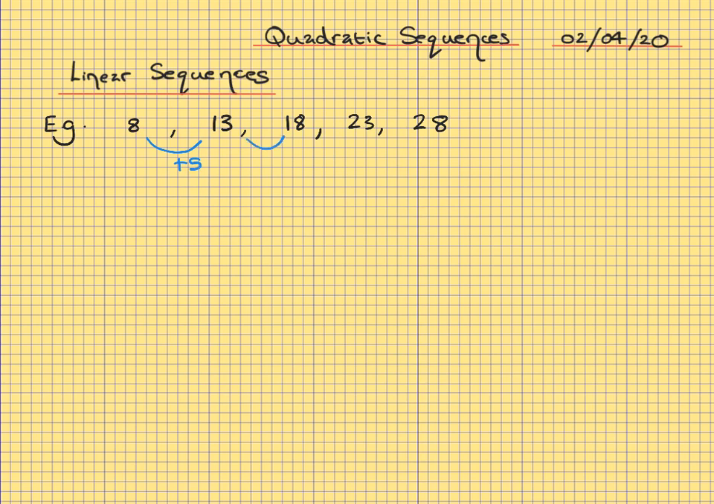We can see that the differences are consistent or constant, and they're all 5. So the fact that the first differences are all equal tells us that this is a linear sequence.